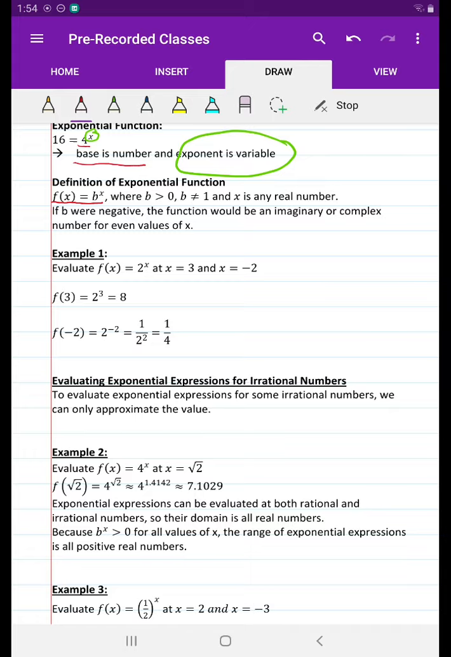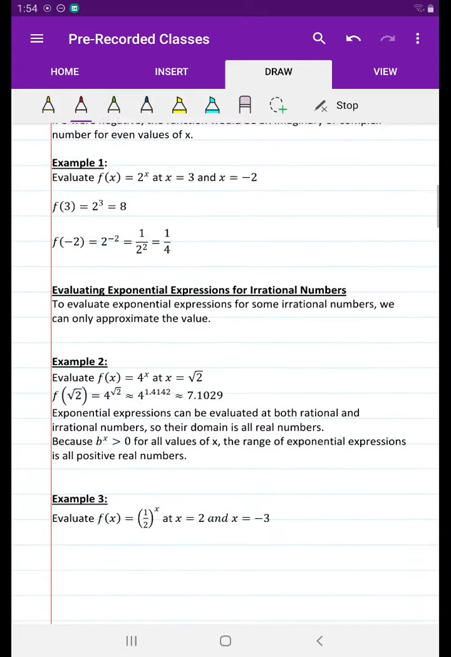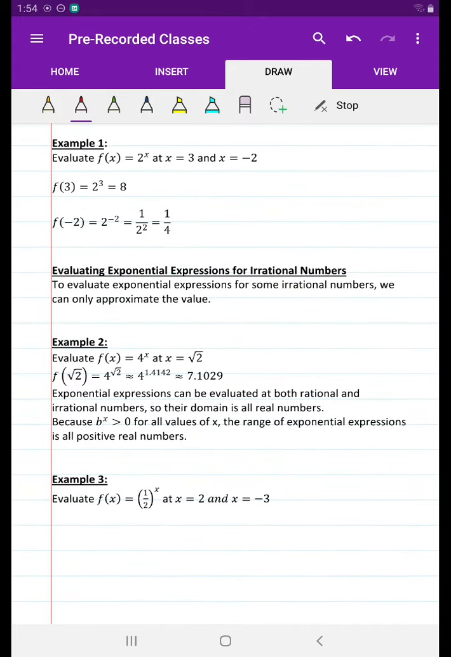So in this first example, example 1 shows you a really simple way that you can work with exponential functions. Here you have to evaluate f of x equals 2 to the x at x equals 3 and x equals -2. So you know when you evaluate functions, you just take the value that you're given and you plug it in for x.